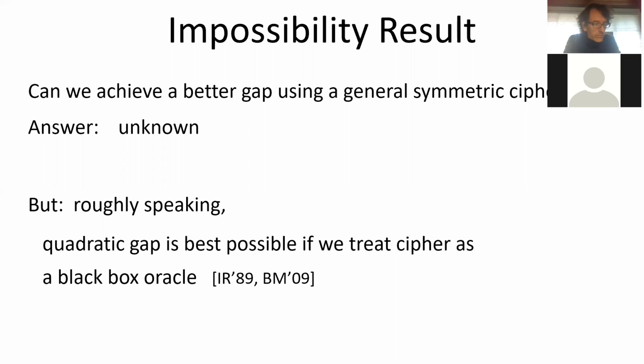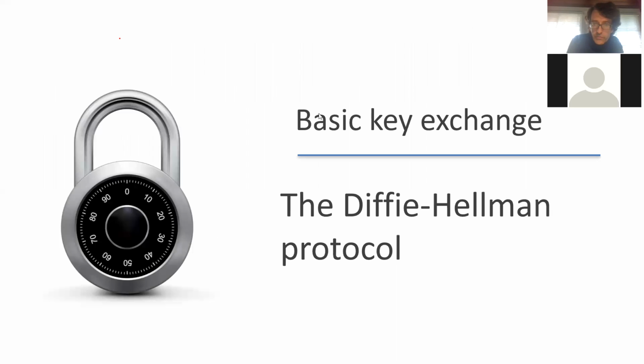Okay, so what do we go from here? We need different assumptions. We have to have new building blocks in order to create key agreement and public key cryptography in general. And Diffie-Hellman proposed such a building block.